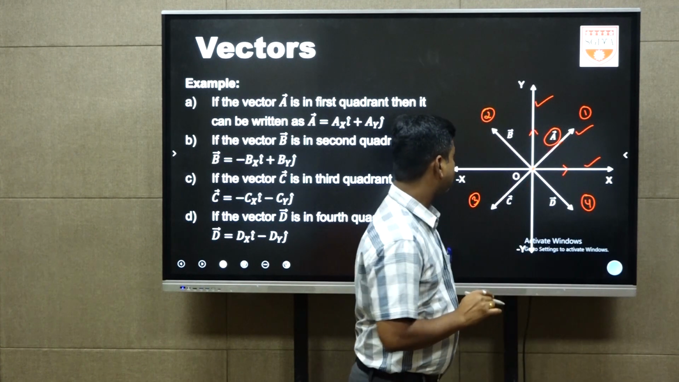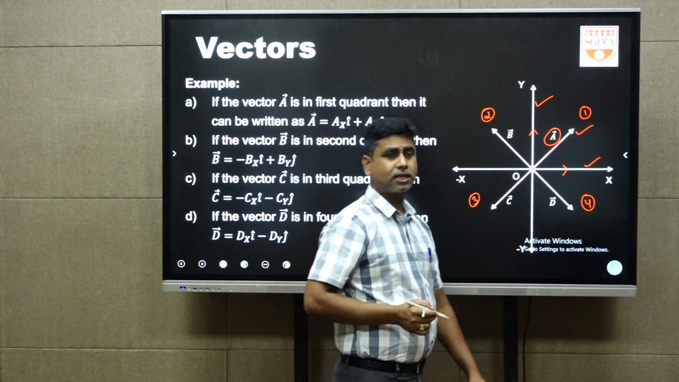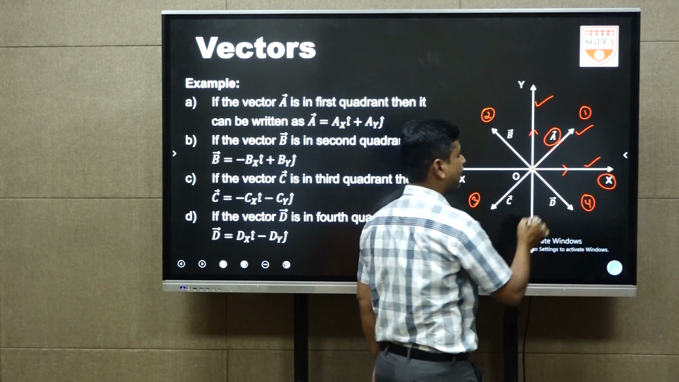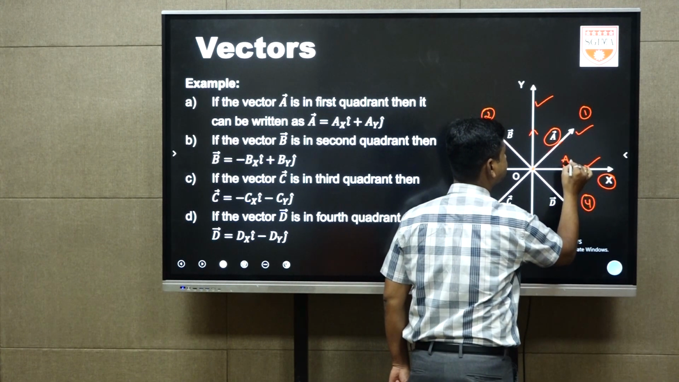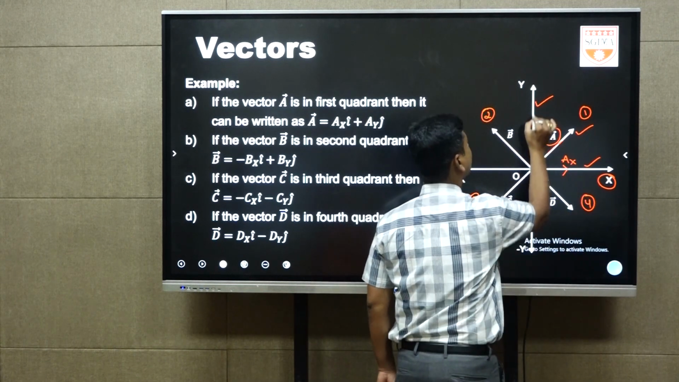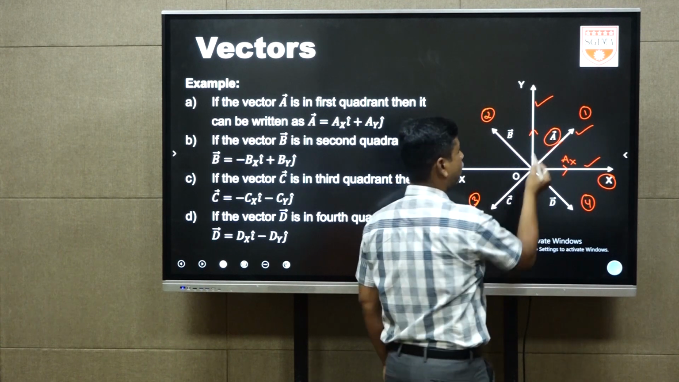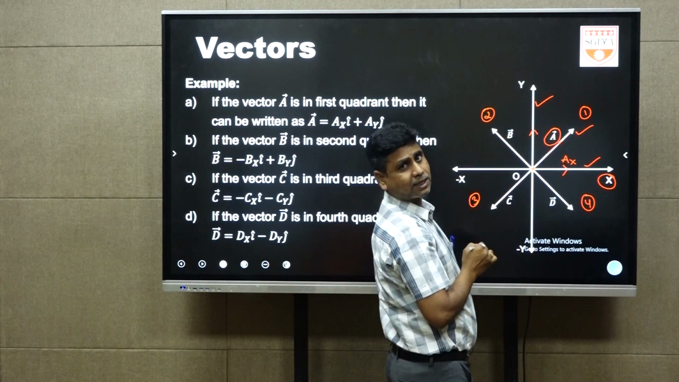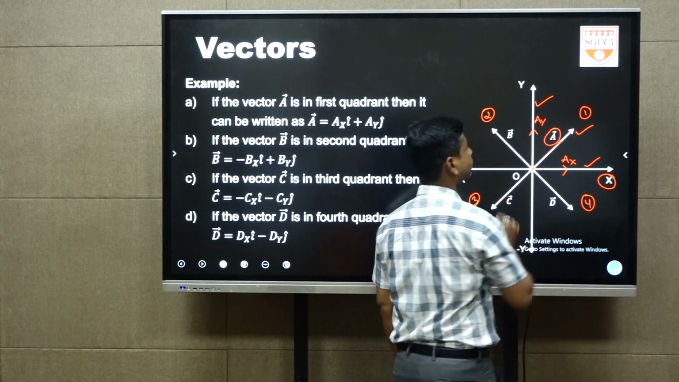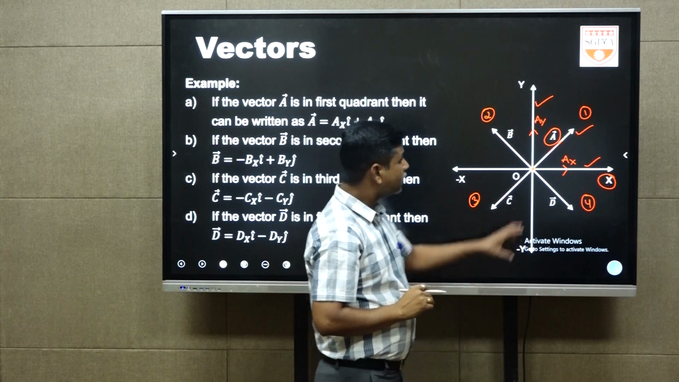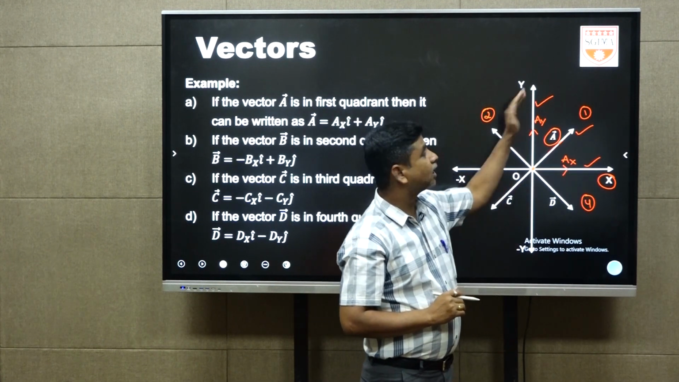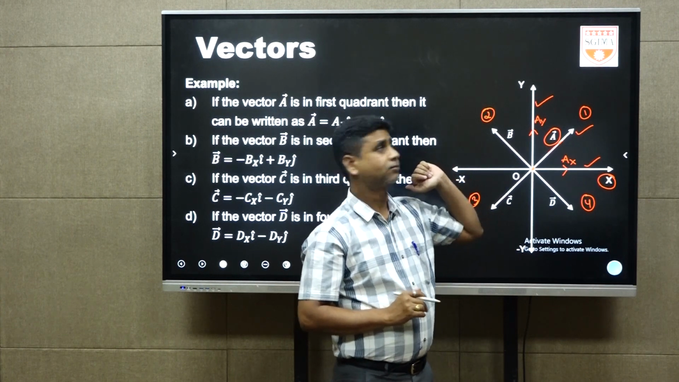Here if you observe, which component is acting right side? Here this axis, x axis. That's why it is convenient to write Ax. Here one component is acting along the y axis. From A, one of the components acting along the y axis, there you write Ay. But here Ax is acting along the positive x direction, Ay acting along the positive y direction.